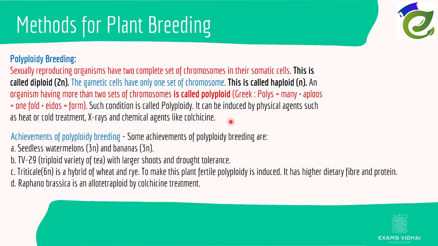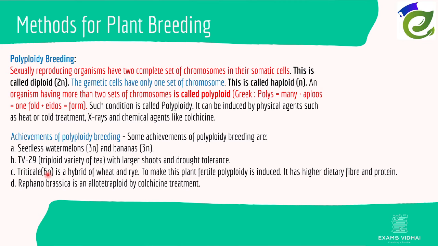The achievements of polyploid breeding are that watermelon seeds and banana seeds are triploid, meaning that they have more characteristics than before. This could also in turn mean more nutritional qualities or more disease resistance, as well as insect and pest resistance. ATV29 is a triploid variety of seed, that is 3N only, with larger shoots and drought tolerance. And then you have triticale, which is a hybrid of wheat and rye, which is a hexaploid.